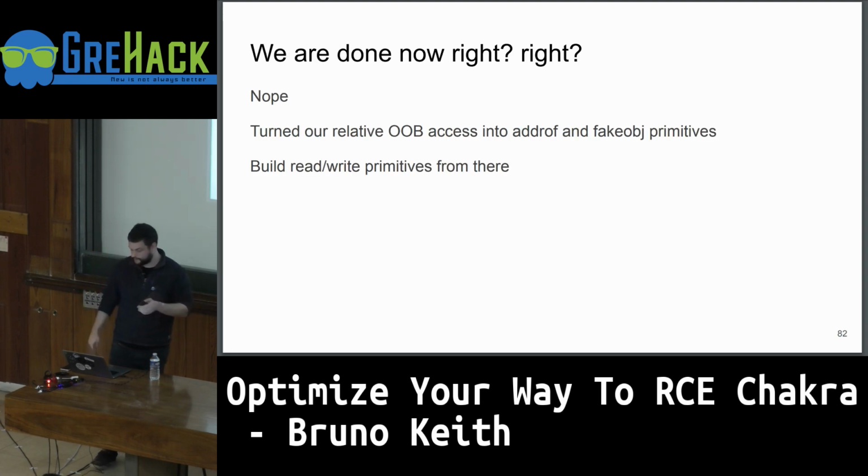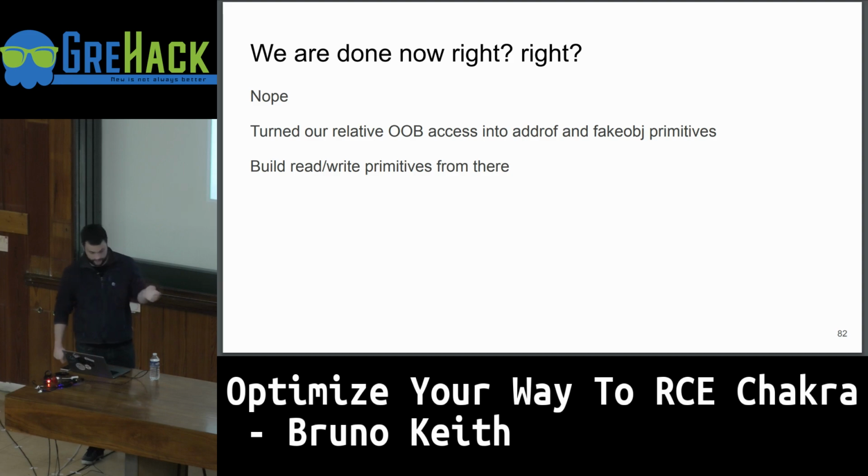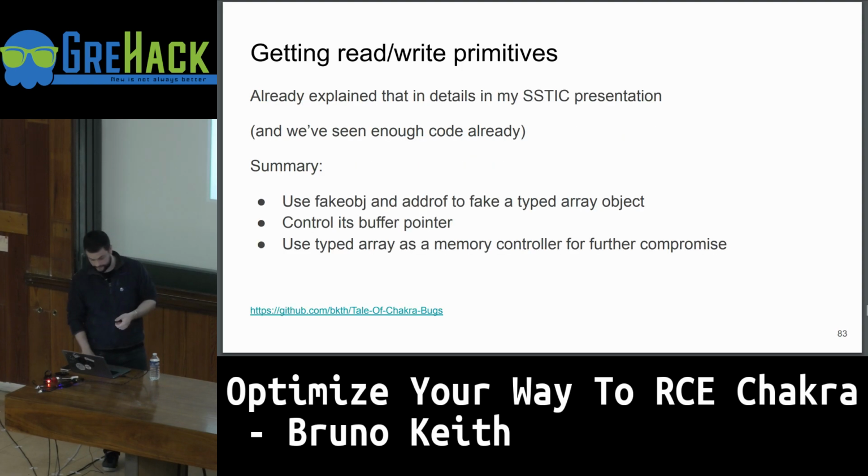So, we're done now, right? Well, no. All we did was turn a relative out-of-bound access into address-off and fake-object primitives, and now we need to build the read-write primitives from there. I already explained how to do that in detail in my Sthack presentation, so we're not going to go through it here, and I believe we've seen enough code.